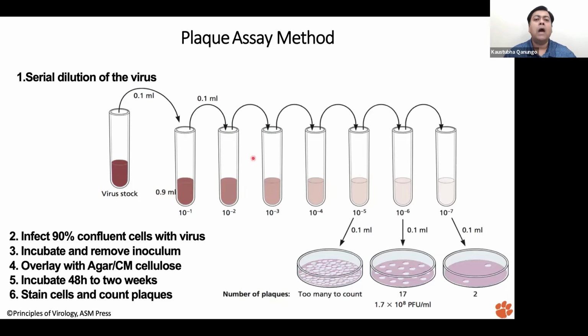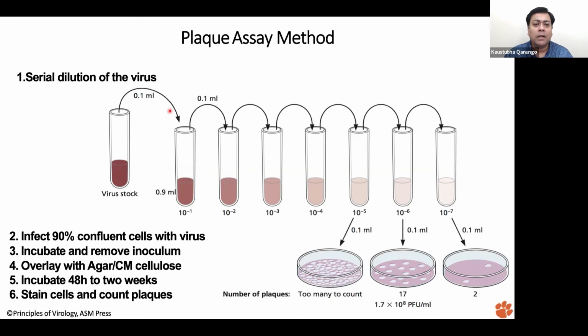All right, so how do we do this process? This is very similar to a serial dilution assay that you have heard about in your microbiology. So you take a viral stock and then you serially dilute it. You just take, say, 0.1 ml of the virus. You may or may not have done that in microbiology.